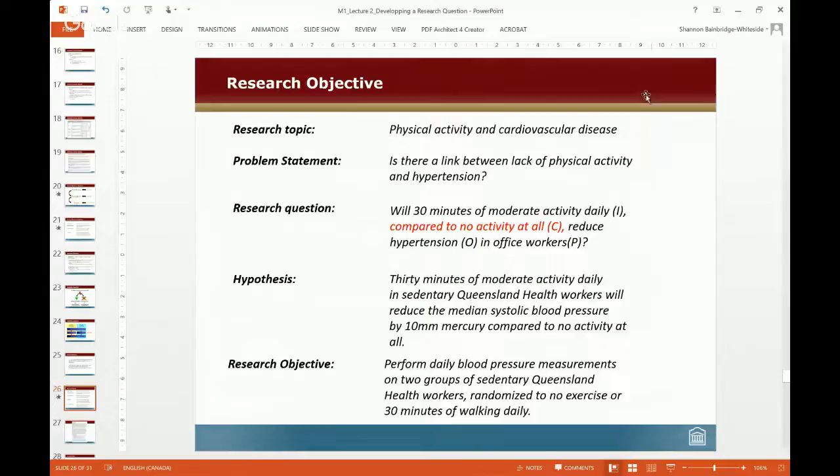So if we go back to this example where we have our research topic of physical activity and cardiovascular disease, we narrowed down to a pretty specific research question with a hypothesis. Remember, our hypothesis was that 30 minutes of exercise in sedentary workers will reduce blood pressure. So what is my objective? How am I going to prove or disprove this hypothesis? Well, I'm going to perform daily blood pressure measurements on these two groups of patients that are randomized to this group or this group. I'm very specifically telling the reader what it is I'm going to do to determine whether this is true or not.